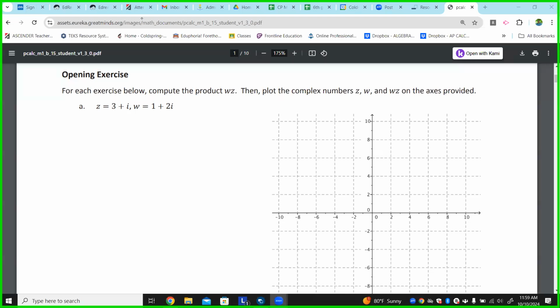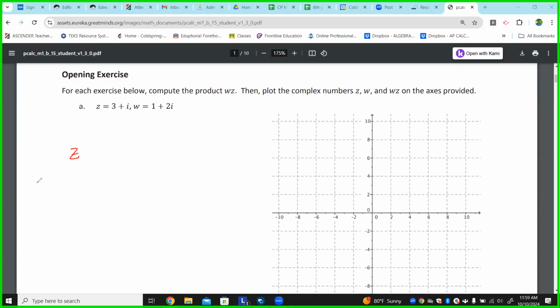All right, here we go. So I'm asking here for you to plot Z, W, and W times Z. However you did it, if you plotted Z, plotted W, and then did Z times W and plotted that, that's fine. I'm going to look for Z times W first, so I have everything I need, and then I'll just convert that into my coordinates.